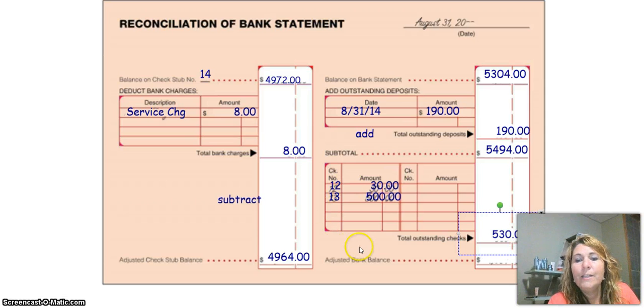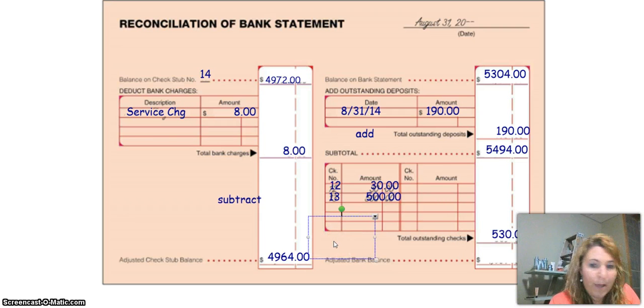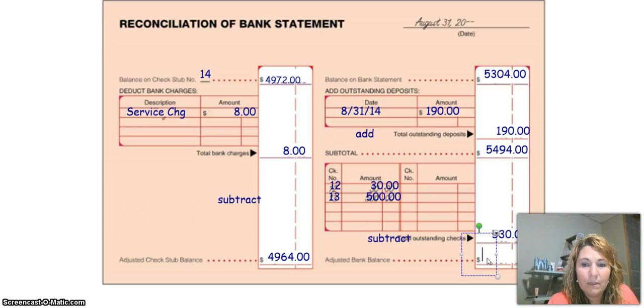Okay. The next thing I need to do is get my adjusted bank balance. So I'm going to take the $5,494. I am going to subtract my outstanding checks. So if you want to go ahead and write subtract here. And I'm going to get my new adjusted bank balance, which is going to be $4,964.